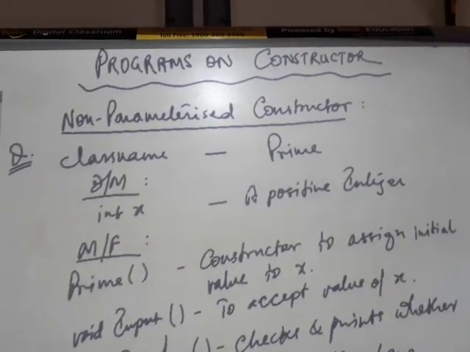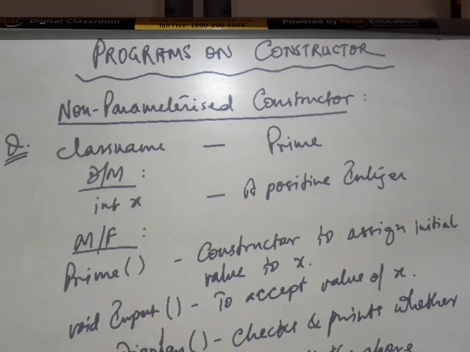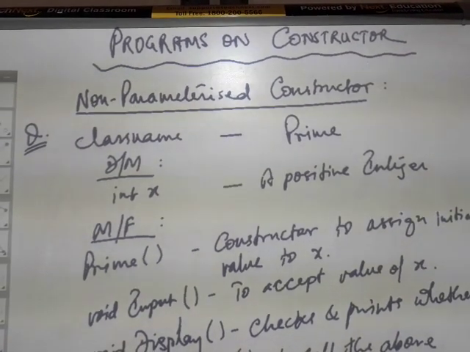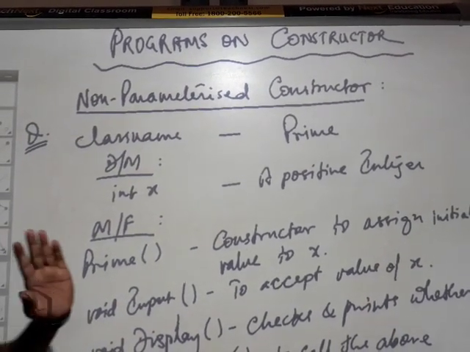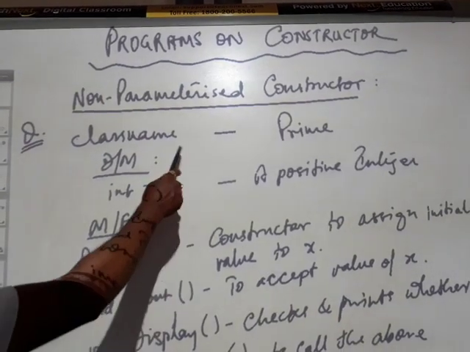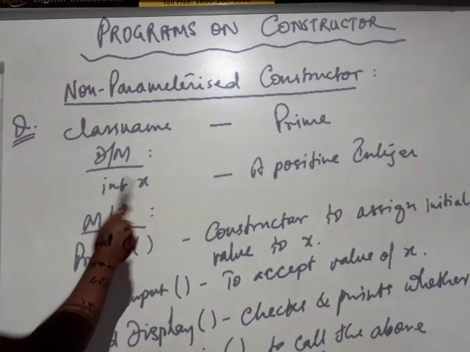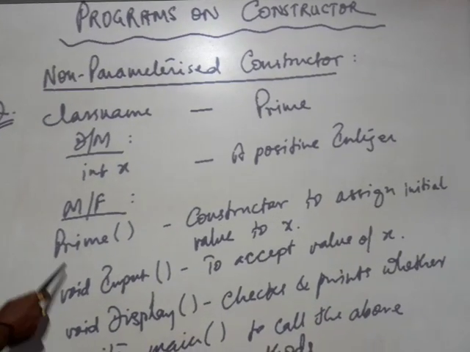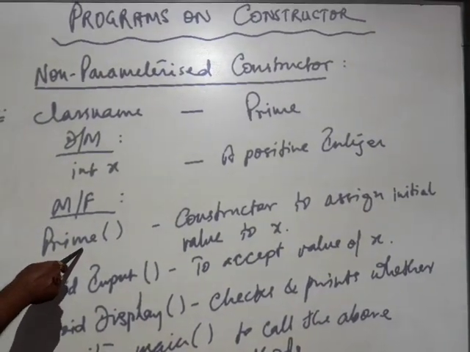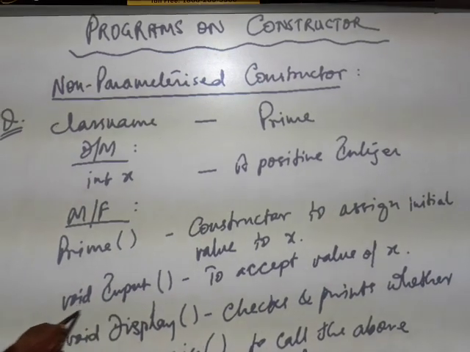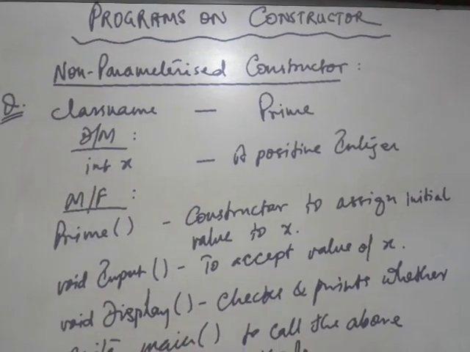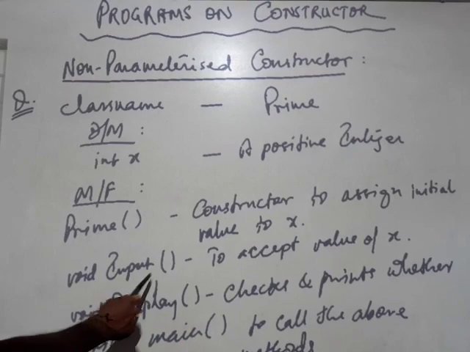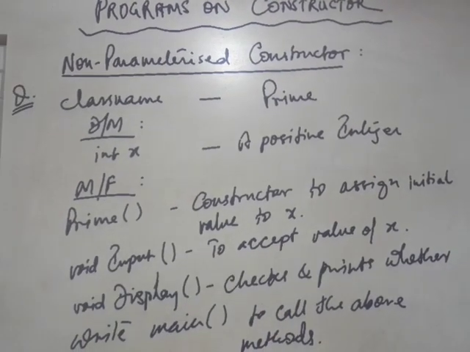This is the question on the thing that we have discussed just now, that is a non-parameterized constructor to assign initial values. You have a class named prime in global data member. This is the constructor to assign initial value. So whenever you have a constructor to assign initial value, it will always be succeeded by a member function to accept. Now here what we are doing is we are accepting the value of x.